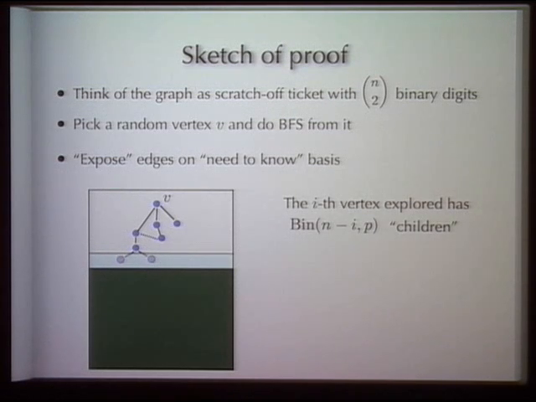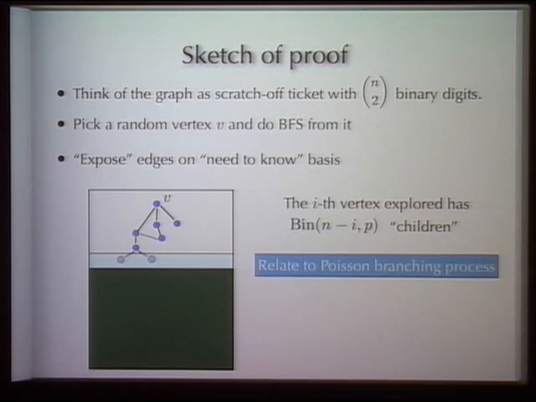So we do that, and it turns out it has 2 vertices to which it is adjacent. And it's easy to see that the number of children that this vertex is going to have is simply binomial with probability p. And the number of trials is simply n minus i, so this is the ith vertex to be exposed.